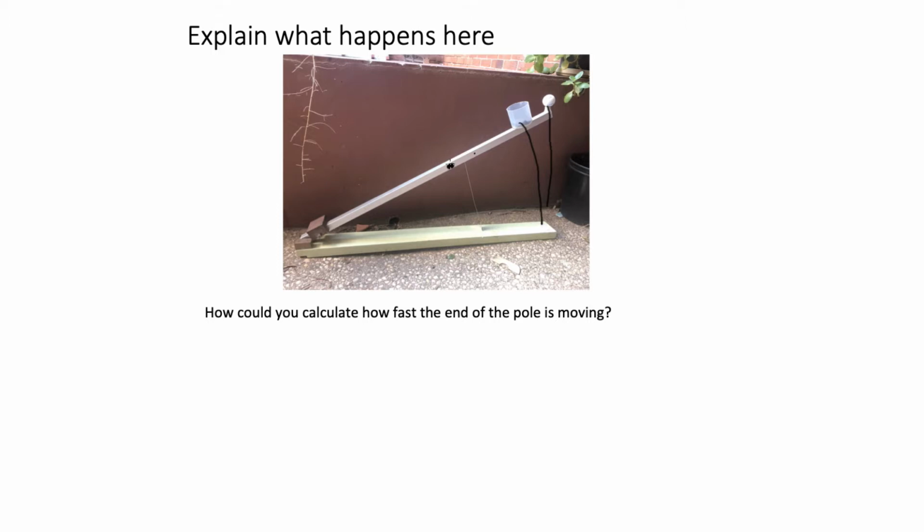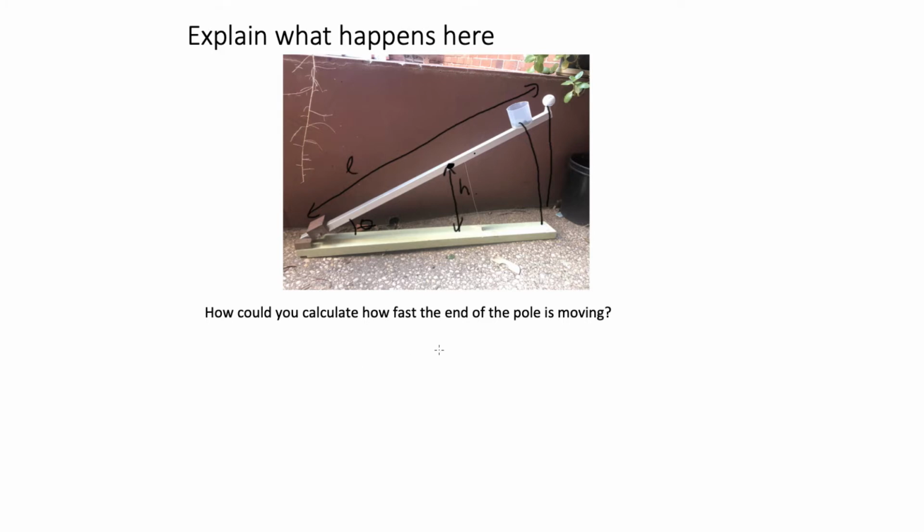Okay, so if we make the assumption that the pole has uniform density, then we can model all its mass as being at the center of mass here, which is halfway along the pole. So let's call the length of the pole here L, and we'll call the height of the center of mass here H, and we'll call this angle in here theta.